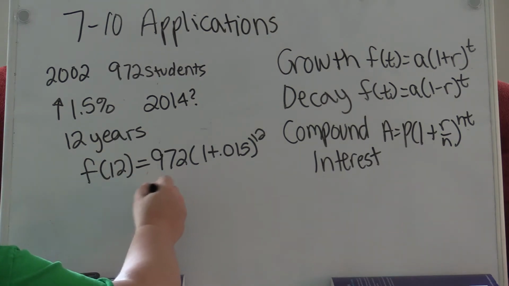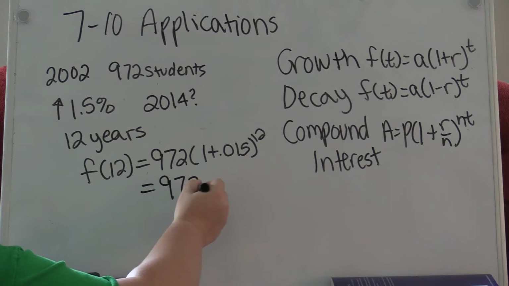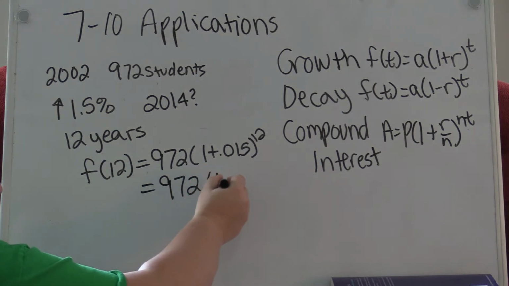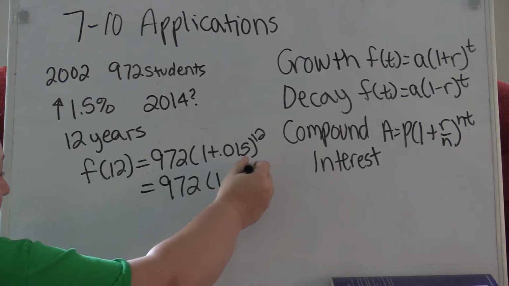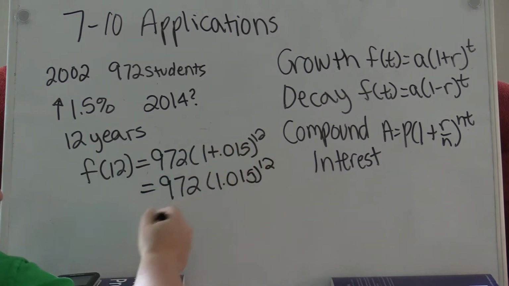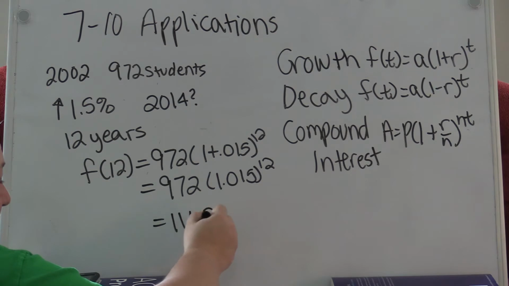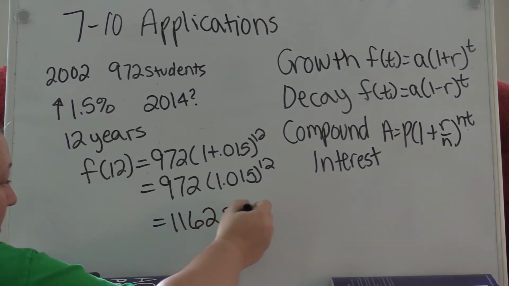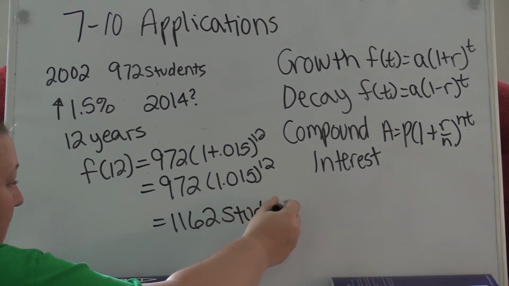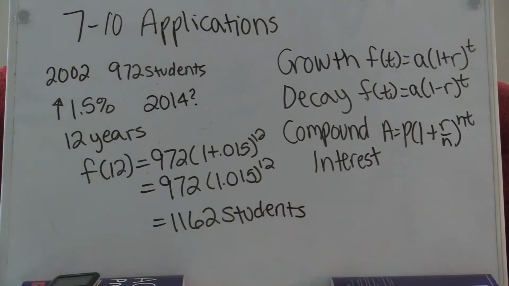So then I write 972 times 1.015 to the 12th, and this becomes 1,162 students. See, not crazy, Ben. Let's look at a few more examples.